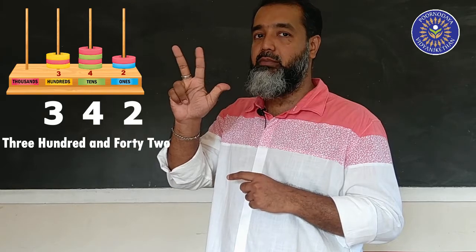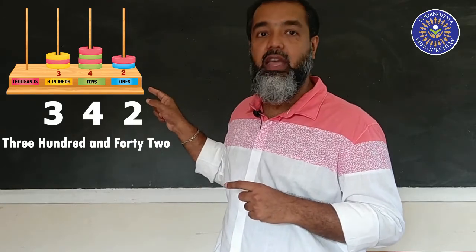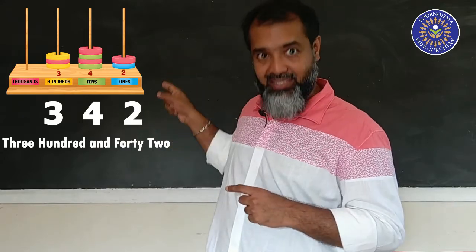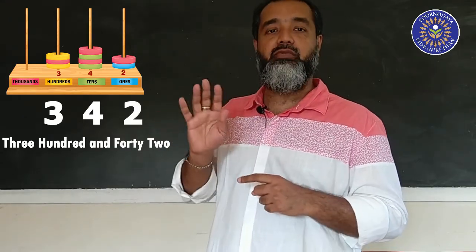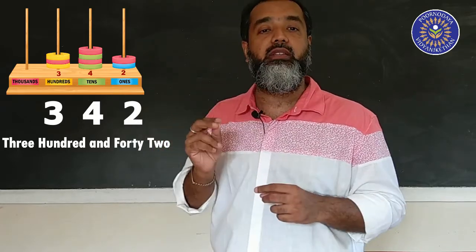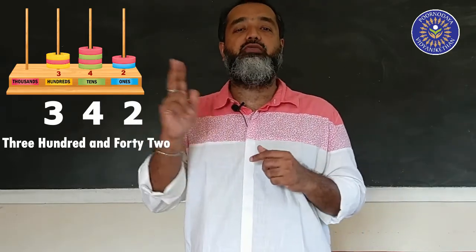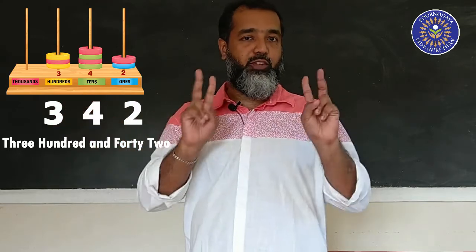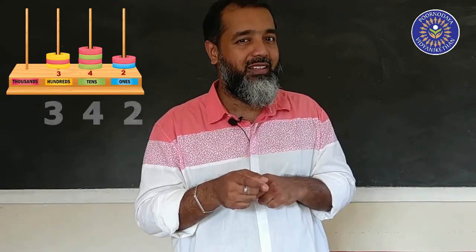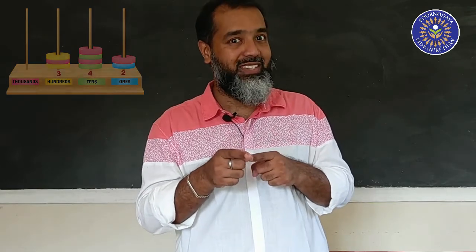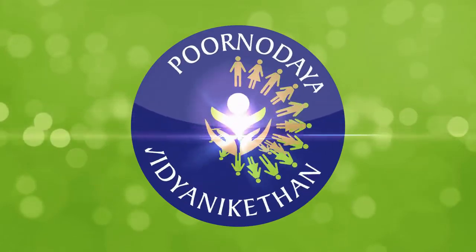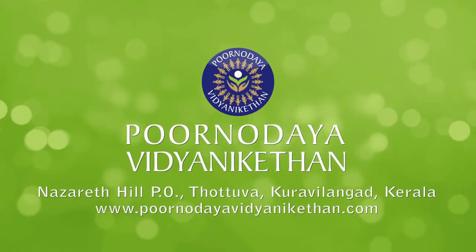3 hundreds means 3 rings in the abacus hundreds stick, 4 rings in the tens, 340, and 2 rings in the ones, 342. We got 2 examples. The rest you will have to do from the exercise in your book which is in your hand. Okay?